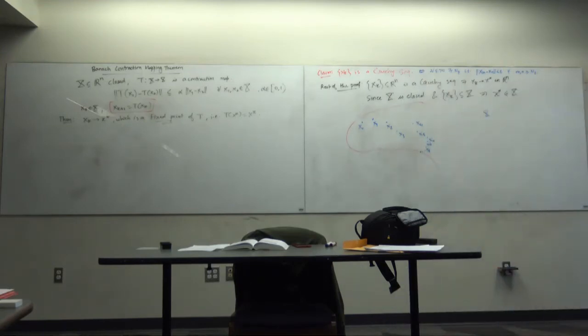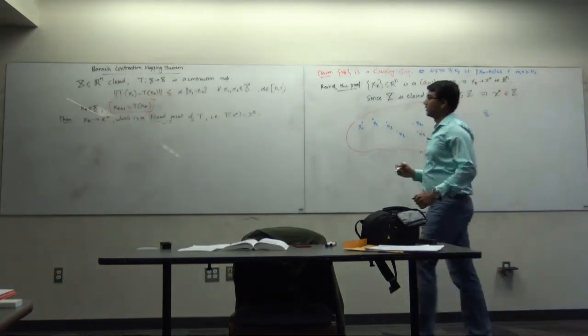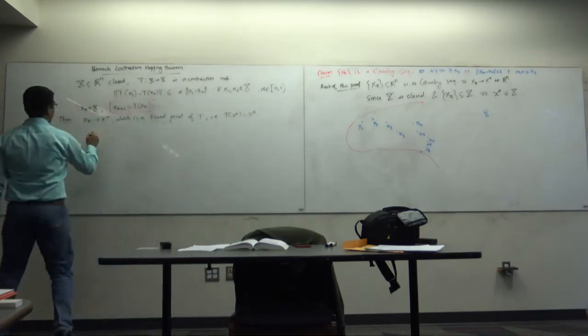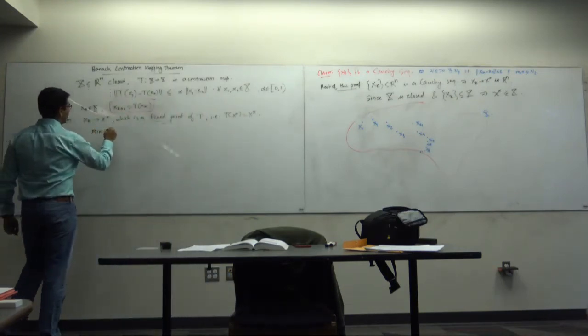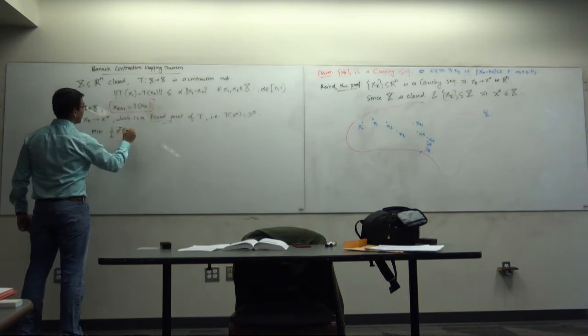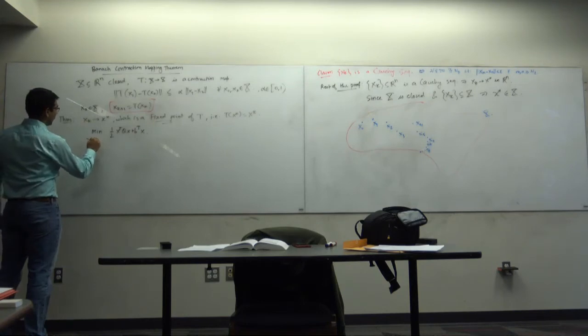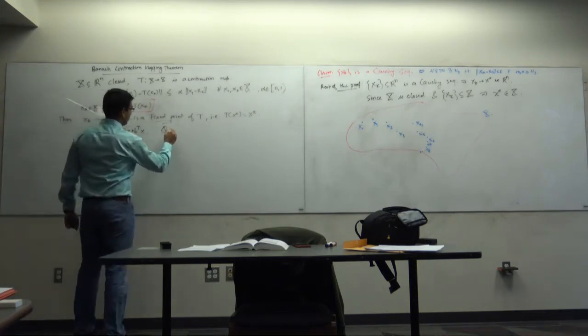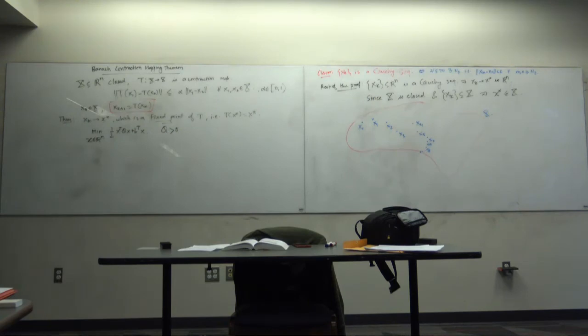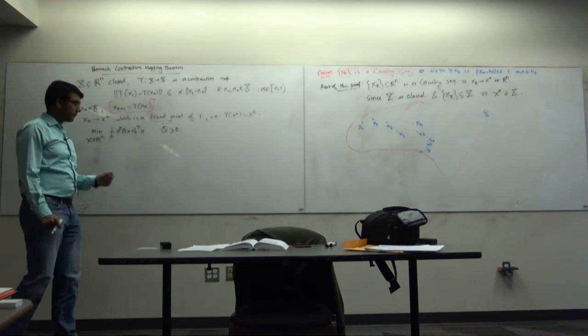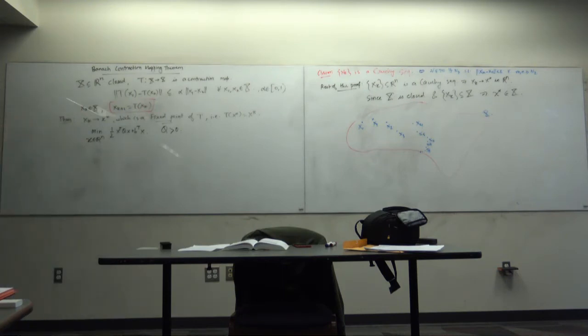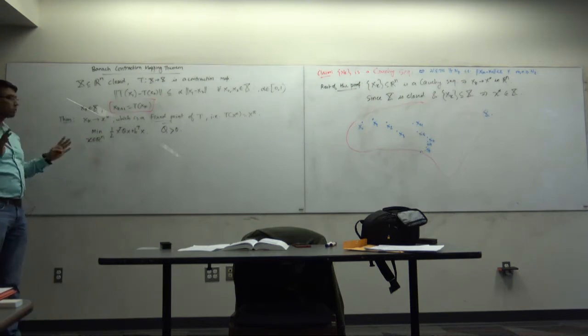So let's say I want to minimize half x transpose Qx plus b transpose x, x in R^n, where Q is a positive definite matrix. Now, I give you this problem and you say, look, I'm going to use gradient descent.